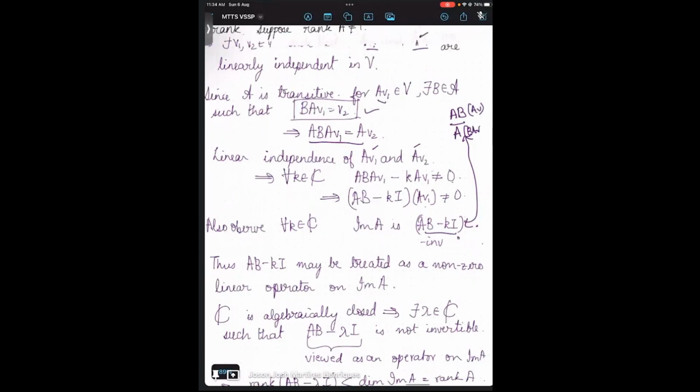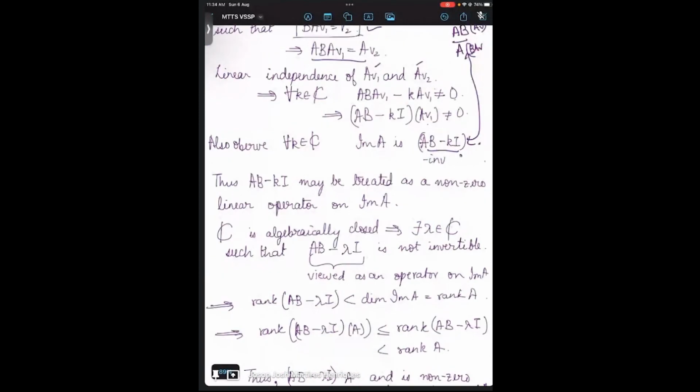So in particular, I can treat this AB minus KI and that AB that I considered as now non-zero linear operators on the image space, because we just observed that the image space is invariant under both of these operators. We further are working with a nice algebraically closed field. So we know that every polynomial has a root.